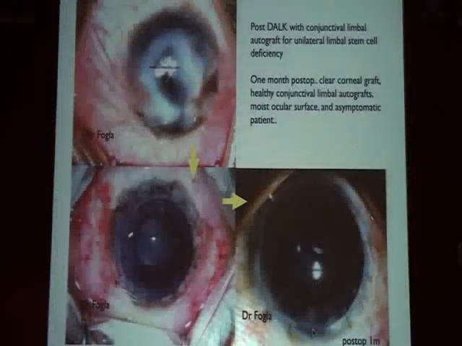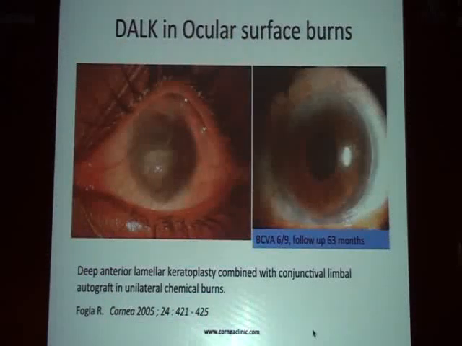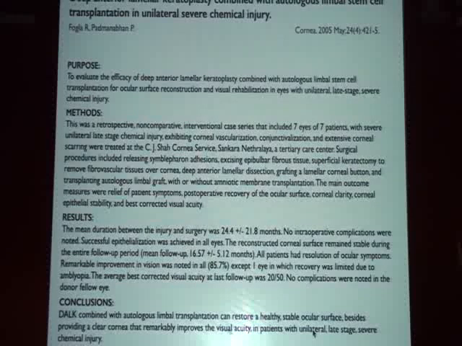This was another patient with this kind of chemical injury, multiple surgeries, and then we did an anterior lamellar keratoplasty, and it did well. We did publish a paper back in 2005 where we looked at the combined surgery, doing a deep anterior lamellar keratoplasty along with conjunctival limbal autograft and amniotic membrane transplantation in unilateral severe chemical injury, although a small series of 7 eyes of 7 patients. The results were quite favorable, and with a follow-up of almost 2 years, the surface was stable, and the average best corrected visual acuity was about 20/50.